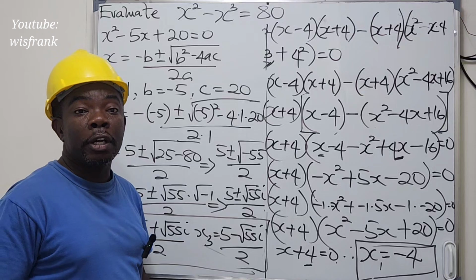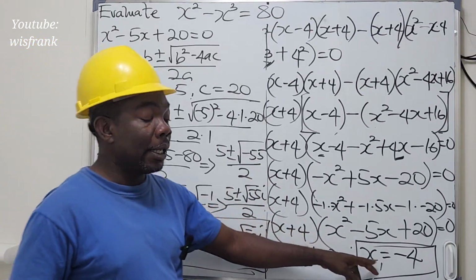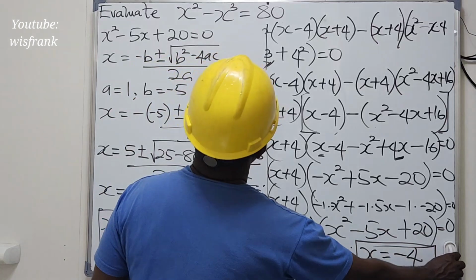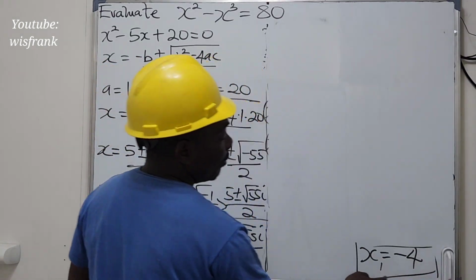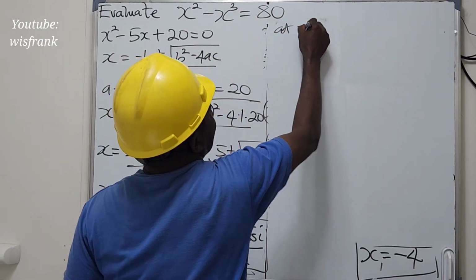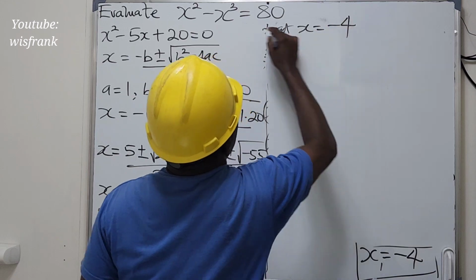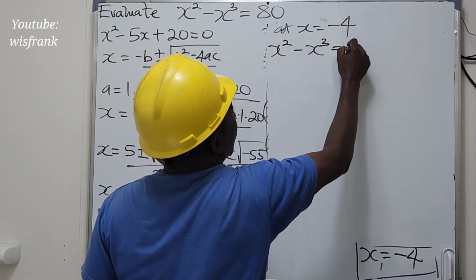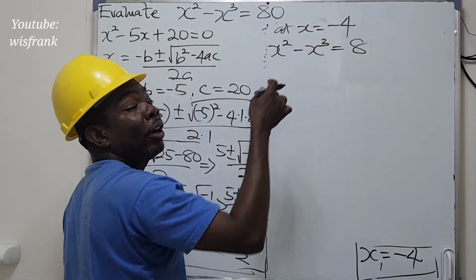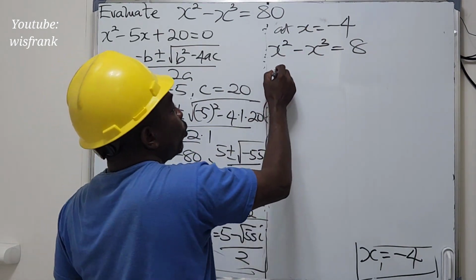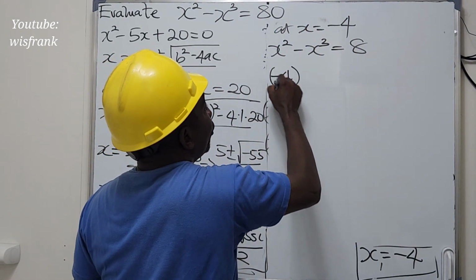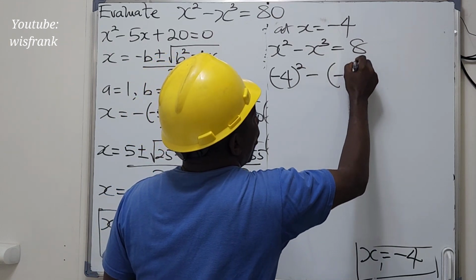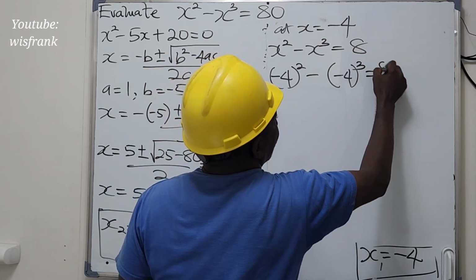We can do a little check for us to see whether x equals to minus 4 will satisfy this. But before we do that, we need to clean this. So we still have a value of x at x equals to minus 4, where we have x to the power of 2 minus x to the power of 3 equals to 80. Substituting the value of x as minus 4, this will become minus 4 all to the power of 2 minus minus 4 all to the power of 3 equals to 80.